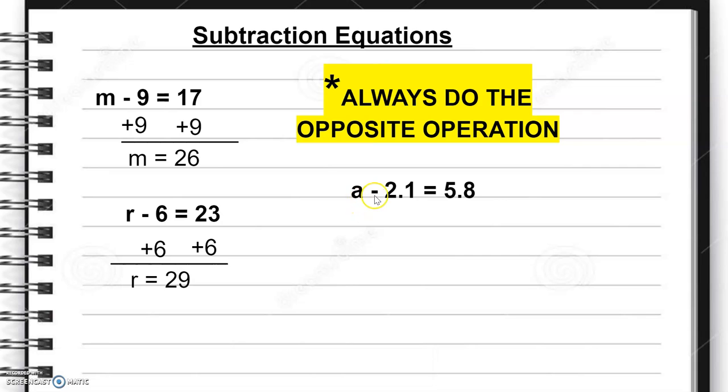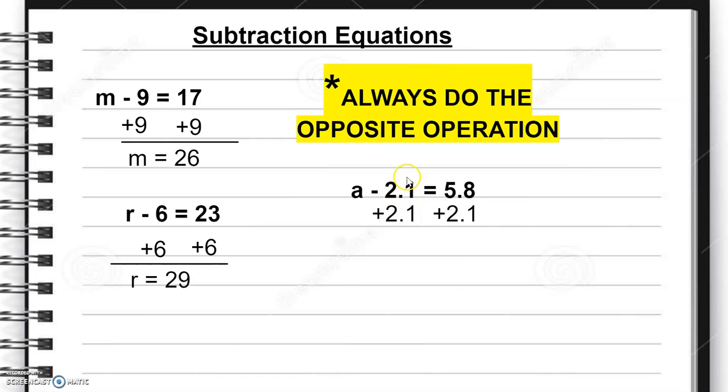Let's try a - 2.1 = 5.8. Now you're dealing with decimals. So what would be the inverse operation? If you have minus, you know you need to add. Add 2.1 to both sides of the equation.